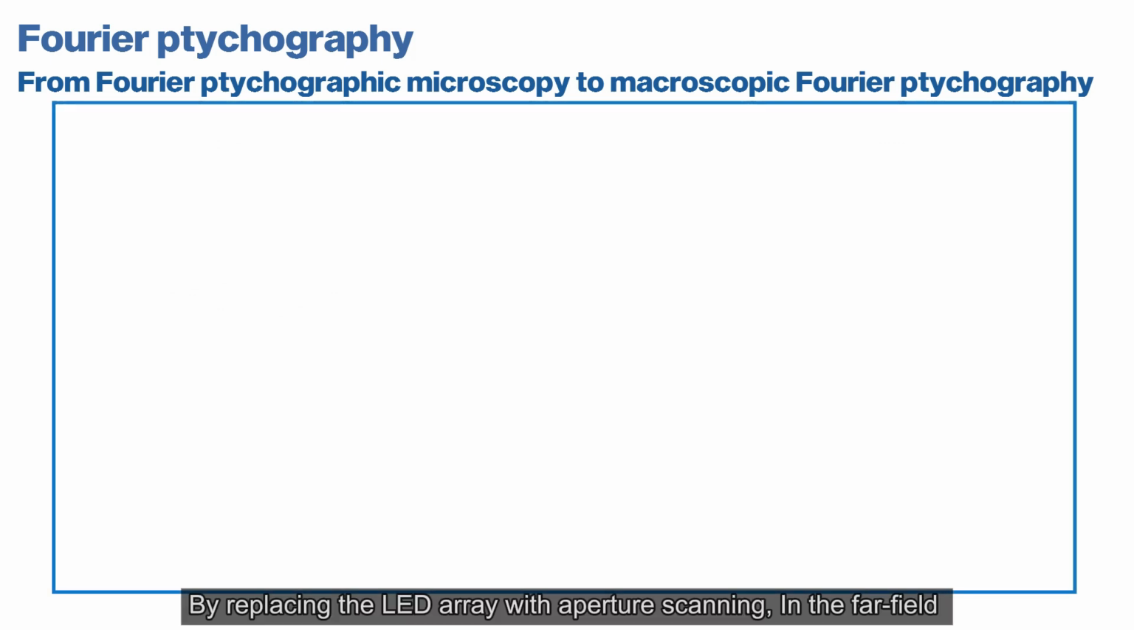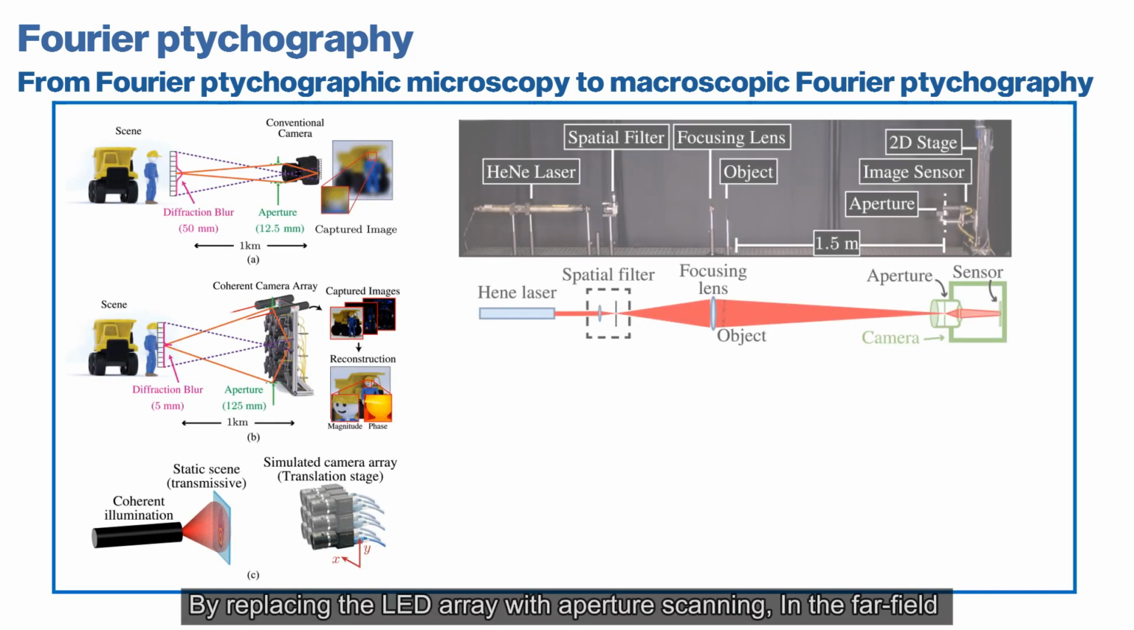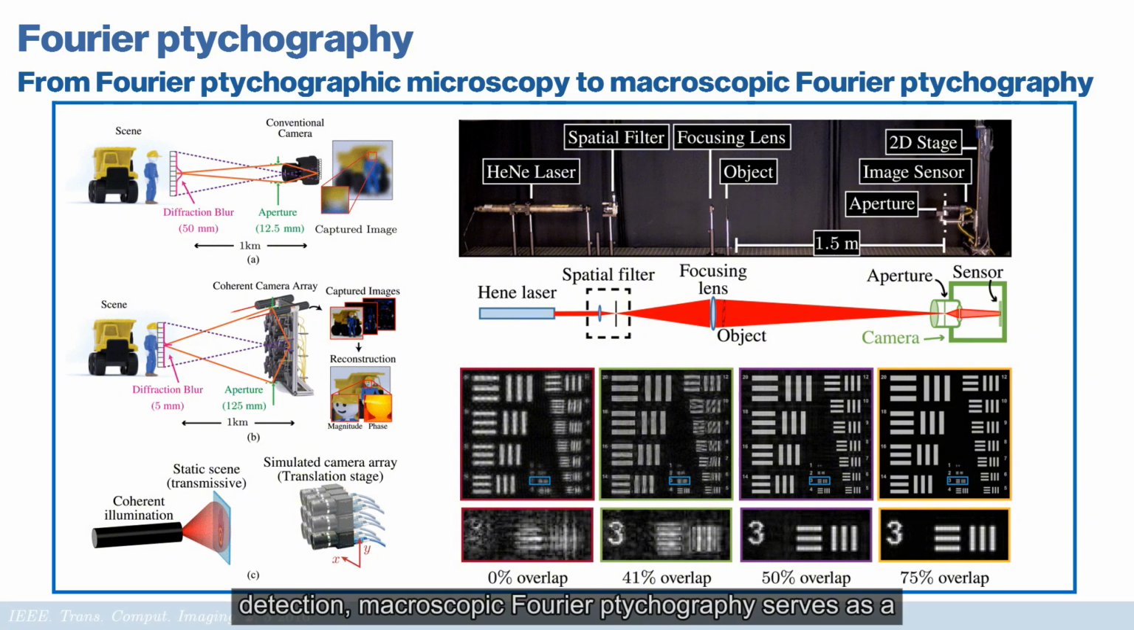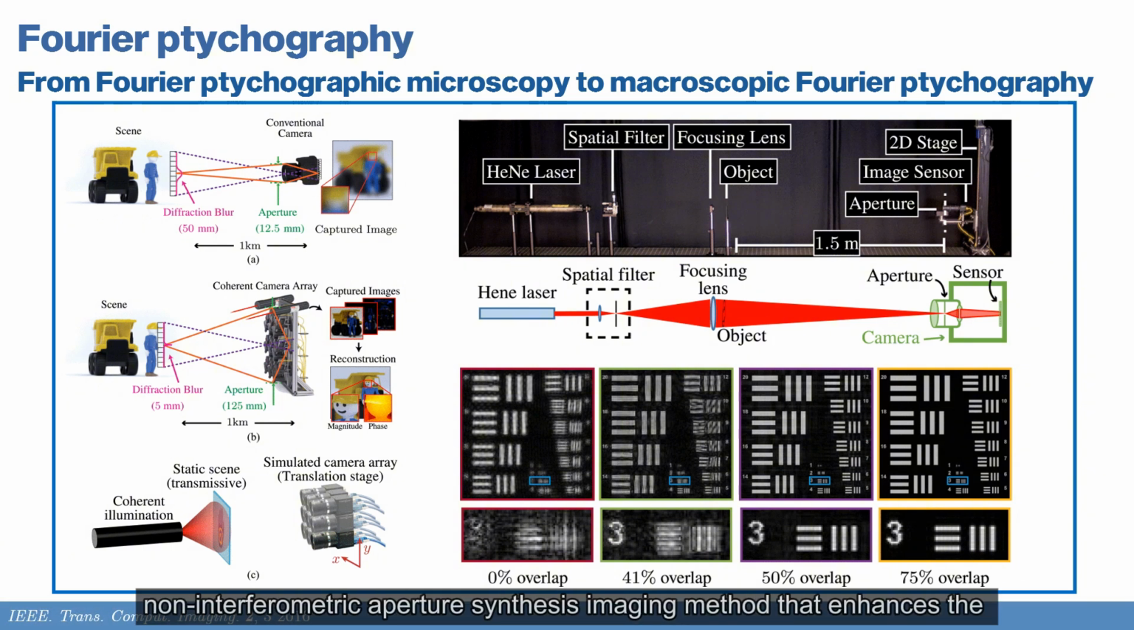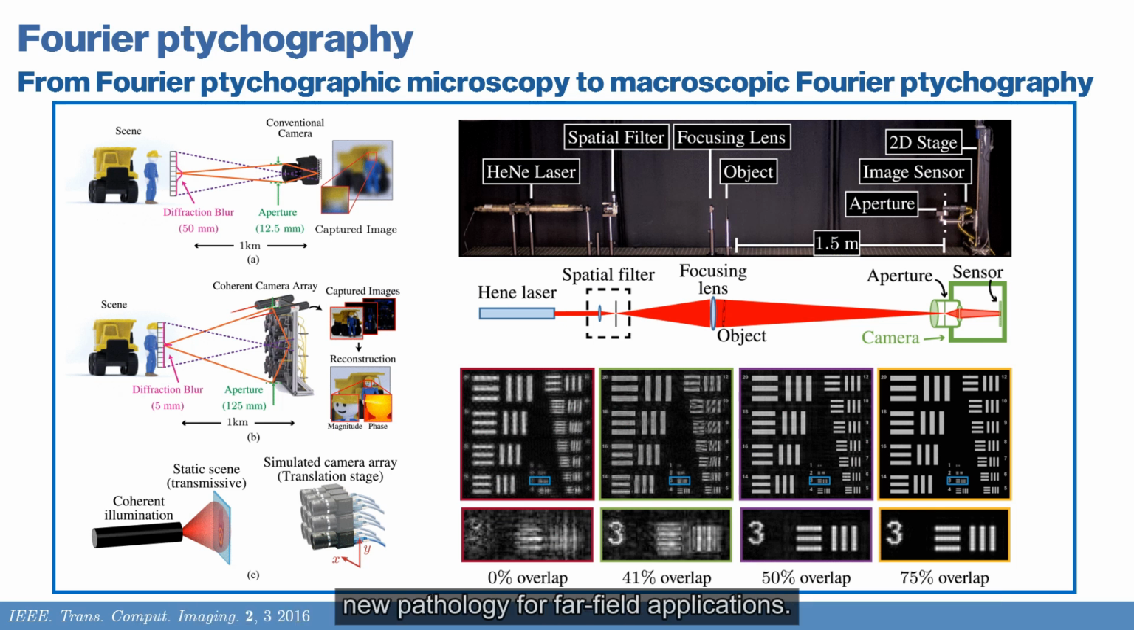By replacing the LED array with aperture scanning in far-field detection, macroscopic Fourier ptychography serves as a non-interferometric aperture synthesis imaging method that enhances the resolution of far-field targets. Importantly, macroscopic FP addresses the inherent trade-off between imaging distance and field of view, opening new possibilities for far-field applications.